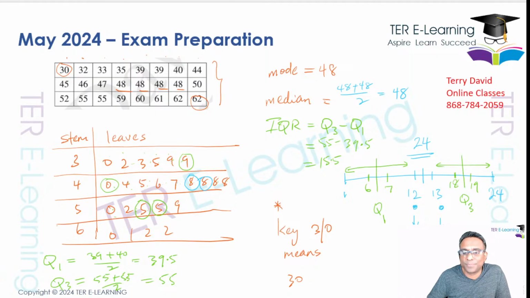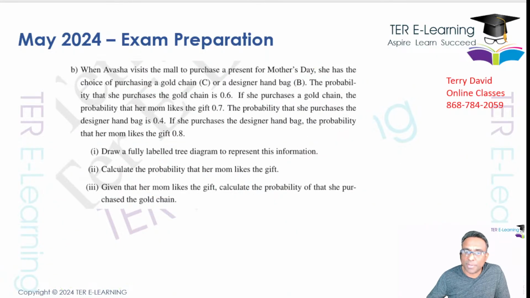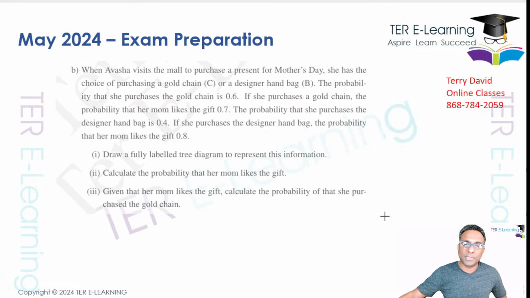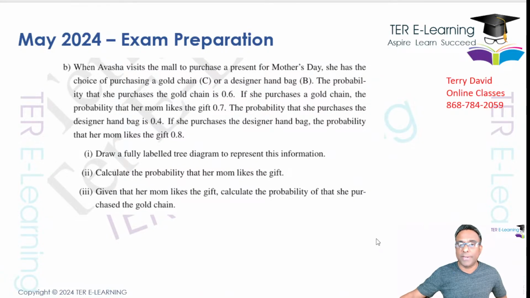Alright, so let's have a look at the last question here. Last question I have here, which is a probability question. Now there are different kinds of probability questions that CXC can give you guys. You could be asked to draw a probability tree. That's one thing that CXC can give us.